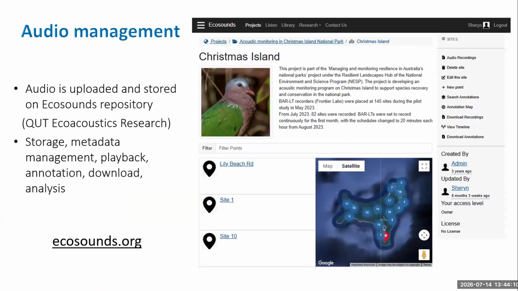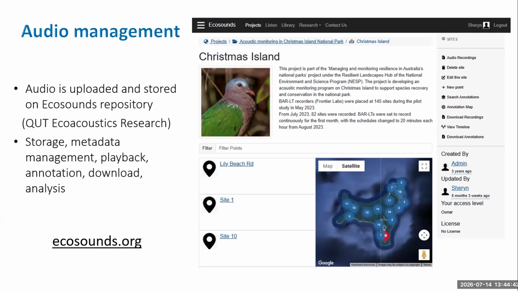And just to mention what we do with our audio when we collect it off SD cards: it's uploaded to the EcoSounds repository, which was created and is run by QUT Ecoacoustics Research, Paul Roe's lab, and Anthony Truskinger. And we upload it from JCU using a nice fast internet connection, which is necessary. It's not much luck if you don't have one. And the EcoSounds repository is brilliant. It's good at safe storage.